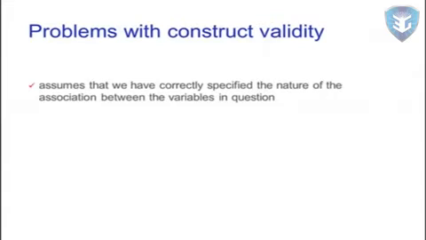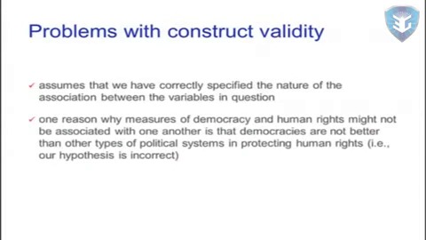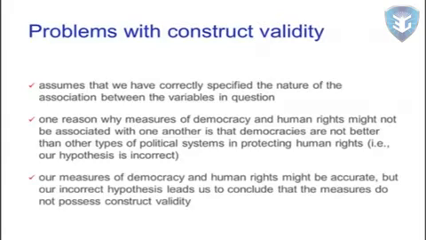Note that construct validity assumes that we have correctly specified the nature of the association between the variables in question. In other words, one reason why our measures of democracy and human rights might not be associated with one another is that democracies are not better than other types of political systems in protecting human rights. Our measures of democracy and human rights might be accurate, but our incorrect hypothesis leads us to conclude that the measures do not possess construct validity.